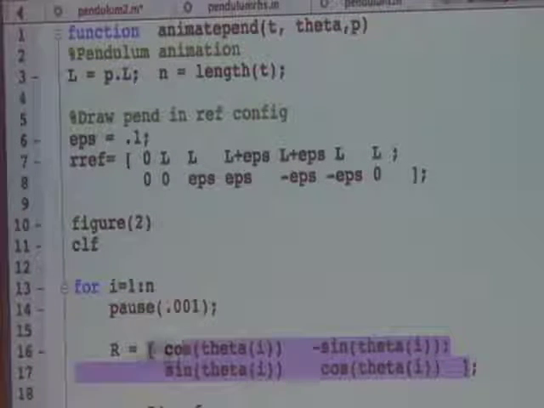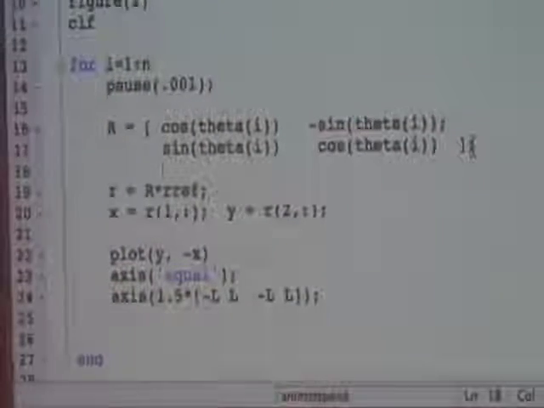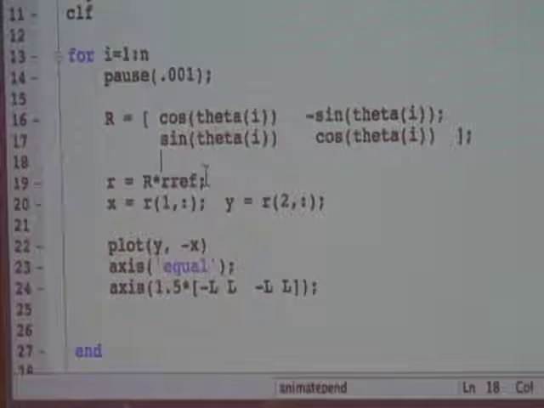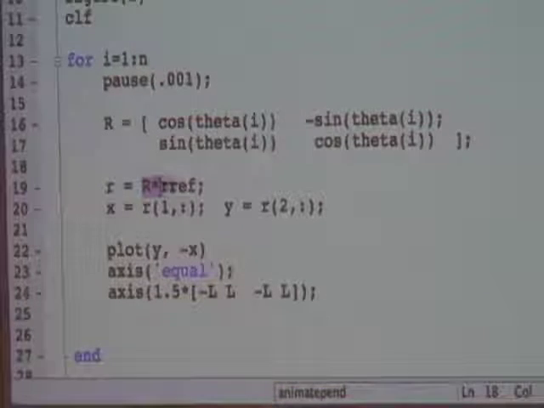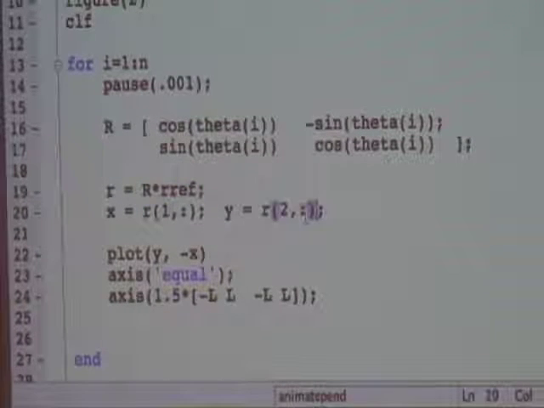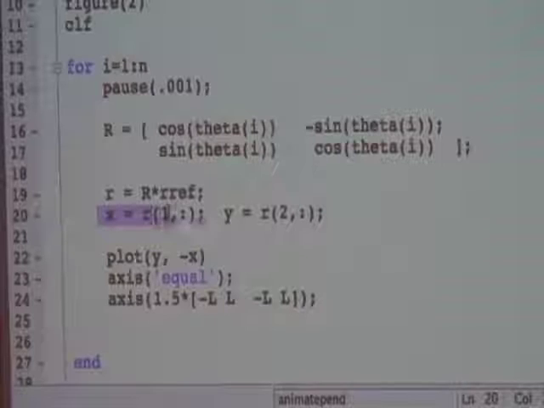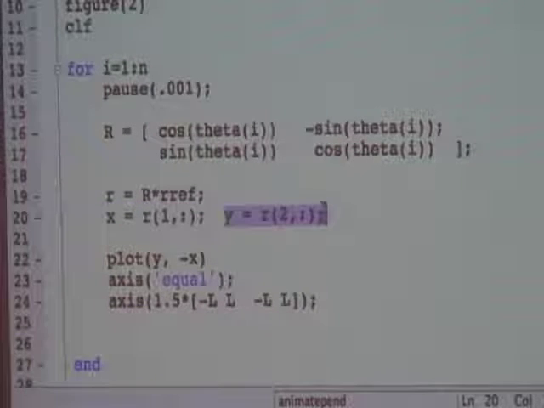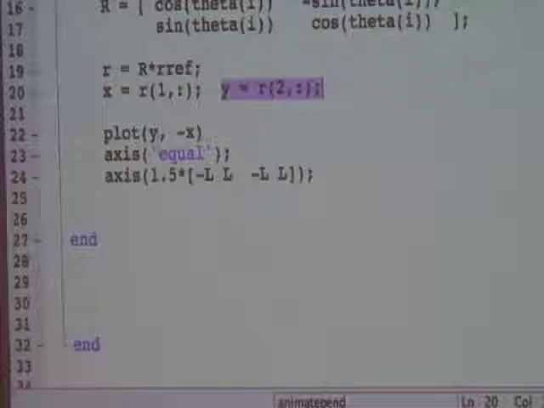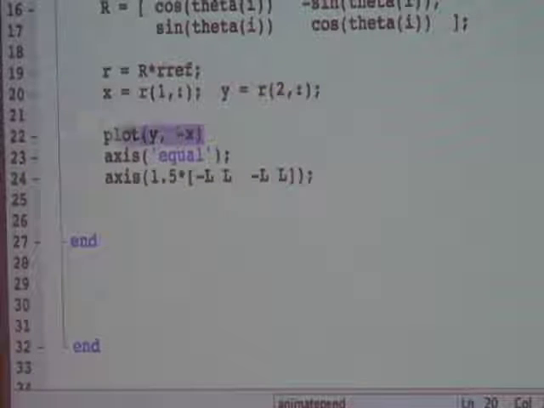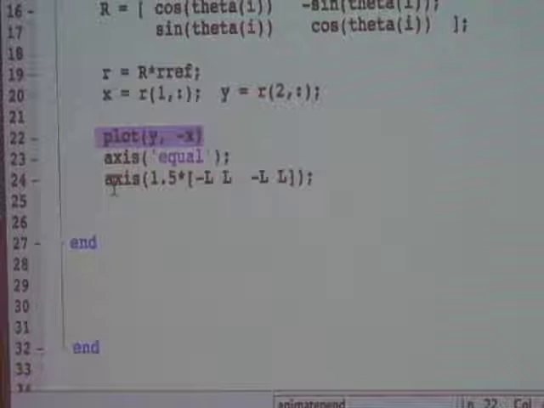I'm going to take my original picture and I'm going to rotate it. This is the rotation matrix. I take my picture and I rotate it by multiplying by the rotation matrix. I pull out the x and y coordinates as the first and second row of my picture, and then I plot it in this peculiar way. And this is because MATLAB's concept of x and y is different than my concept of x and y.